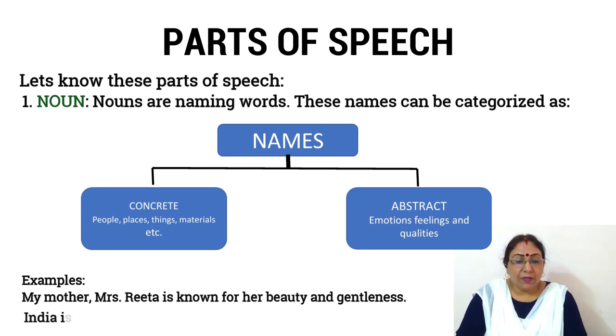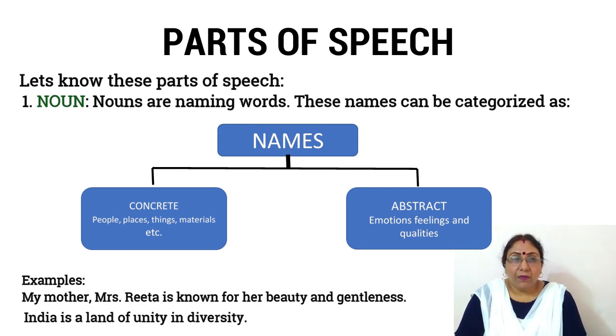Next, if we say India is a land of unity and diversity, in this sentence also, India is a noun, unity is a noun, diversity is a noun. So India is a concrete noun, and unity and diversity are abstract nouns. Later we will be reading about the different kinds of nouns like the proper noun, the common noun, the collective noun. These we will be reading in our later chapters.